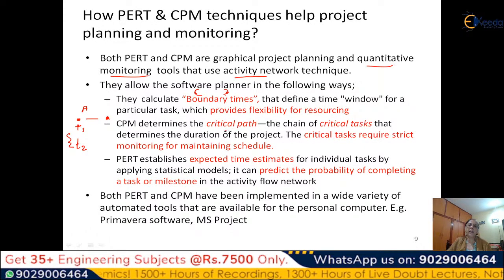CPM determines the critical path, a chain of critical tasks that will determine the duration of the project. Critical tasks require strict monitoring for maintaining the schedule.